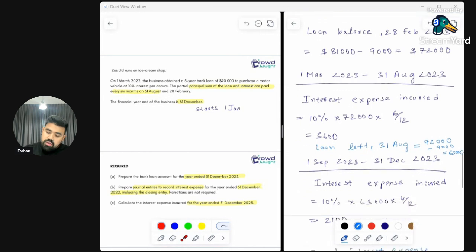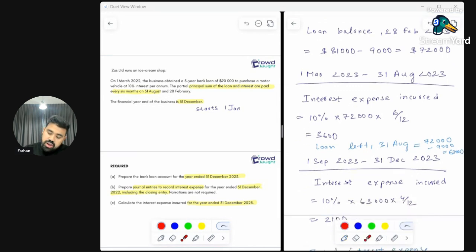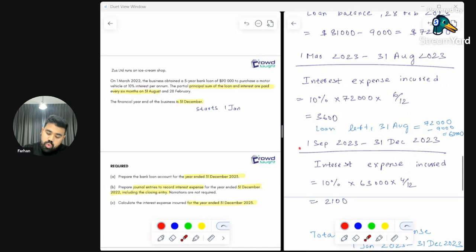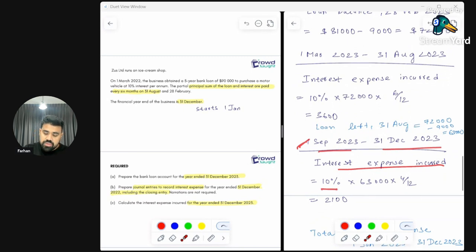Okay. Now, for the last 4 months in the financial year ending 31 December 2023, which is 1 September 2023 until 31 December 2023, if you want to find the interest expense that we have incurred, you just use the given rate of 10% multiplied with the loan balance of 63,000 from end of 31 August 2023 after the repayment was made, and then multiply it with 4 over 12, because this time we have used the $63,000 for 4 months. So 4 over 12 takes care of the 10% annualized rate, and then we get $2,100 as the interest expense incurred for the last 4 months starting 1 September 2023 and ending 31 December 2023.